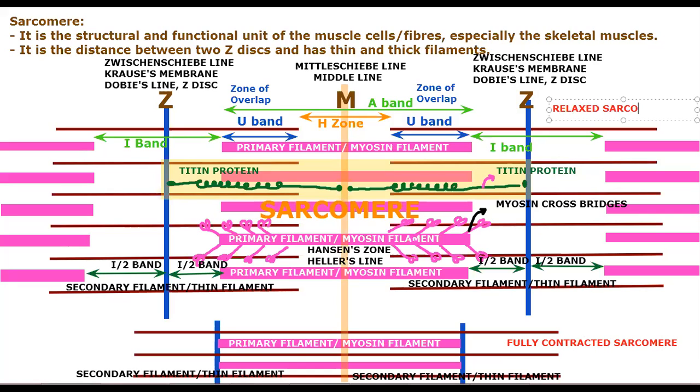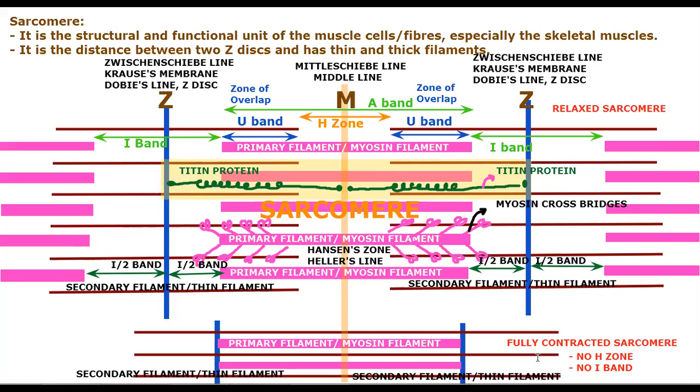relaxed sarcomere. Now what is the difference? What do you see here? So what is there? No, what is not there? No H zone and no which band? I band. Okay, so there is no H zone and there is no I band.